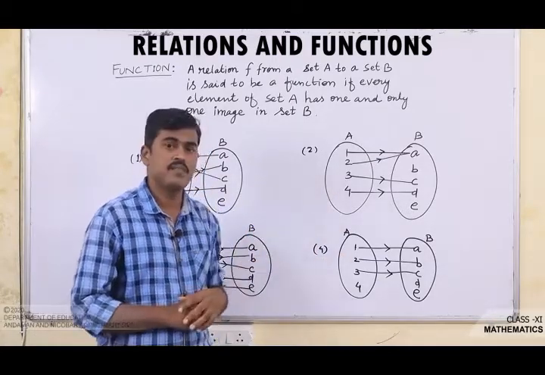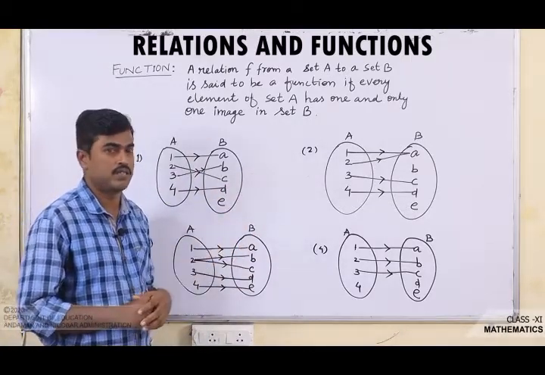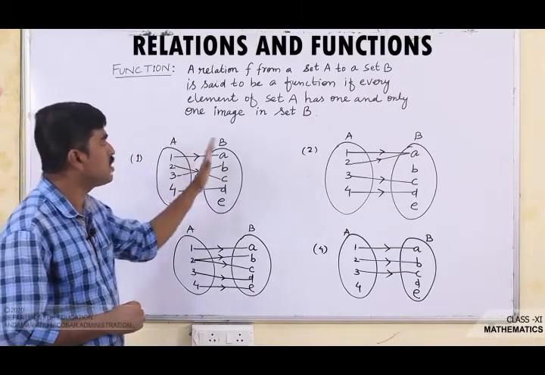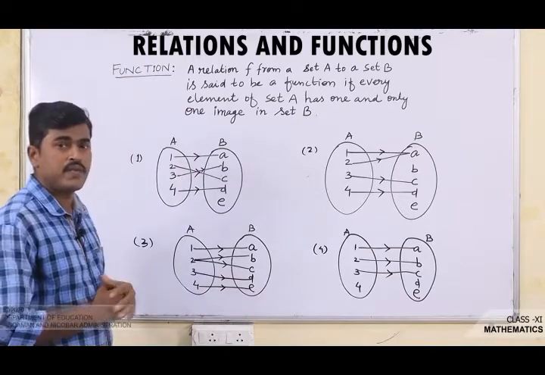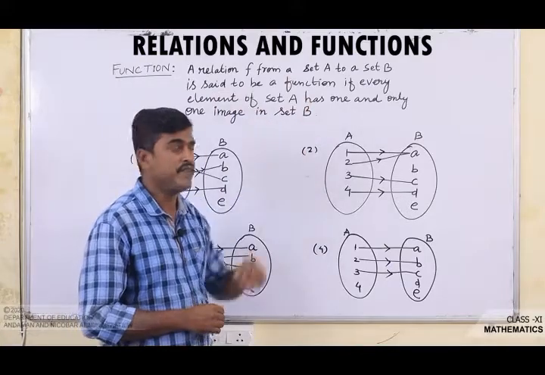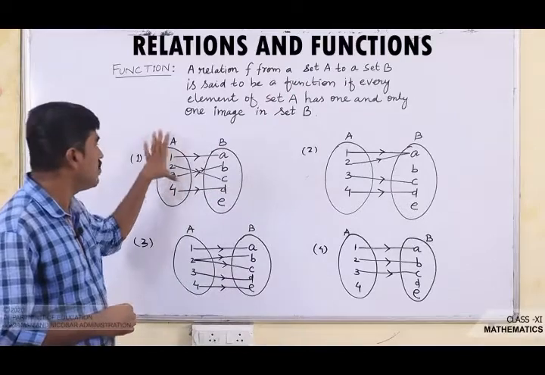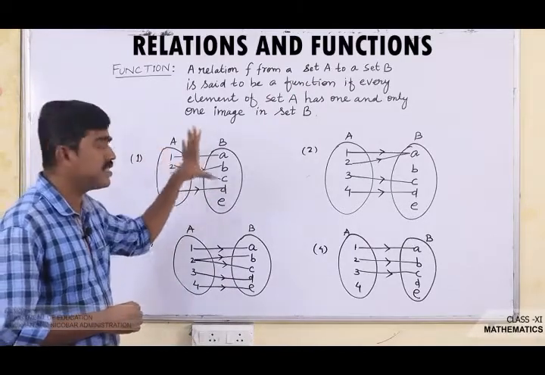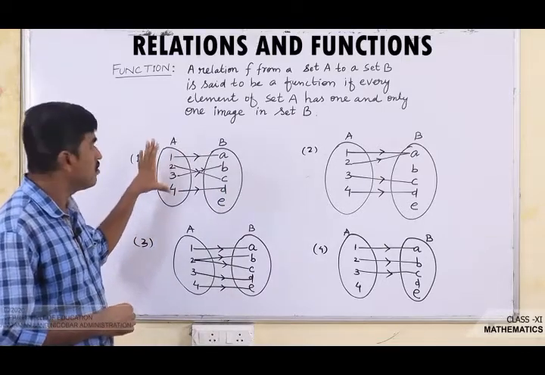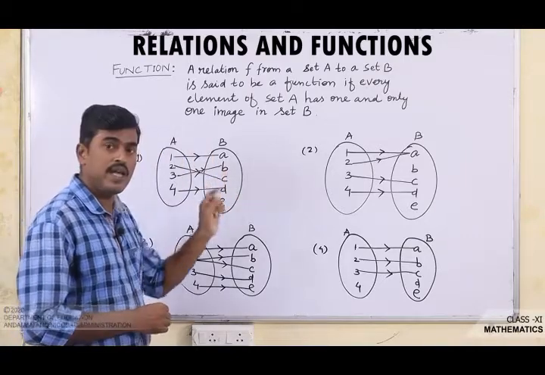So let us take some examples of relations and check whether these relations are functions or not. See the first one, here it is a relation from A to B. Now we have to check whether it is a function or not. What is the condition for a relation to be a function? Every element of the set A has an image in B and a unique image in B. Every element of A must have an image, and only one image.